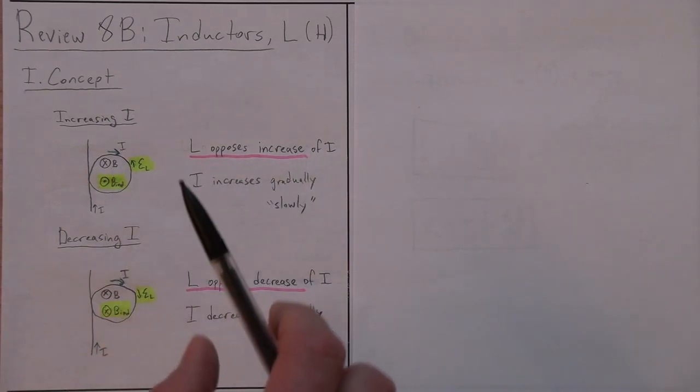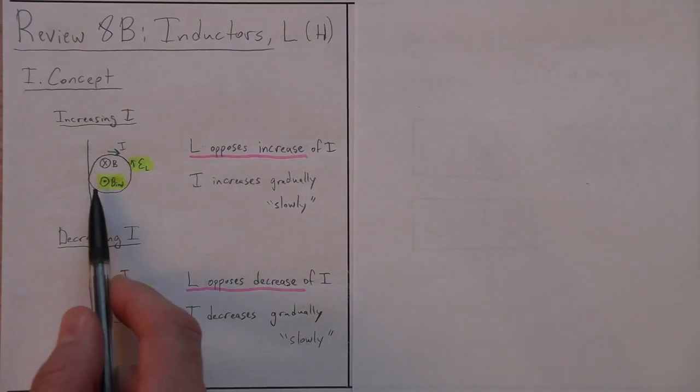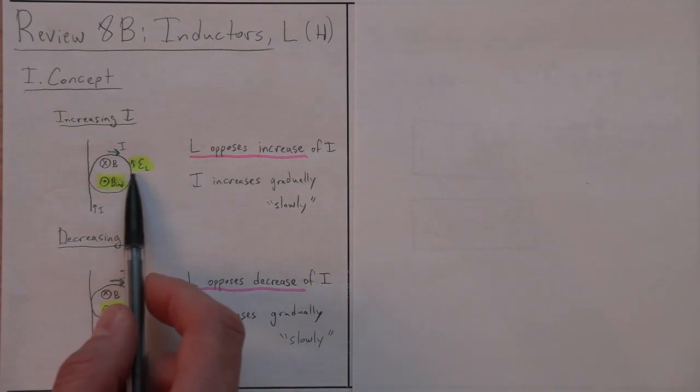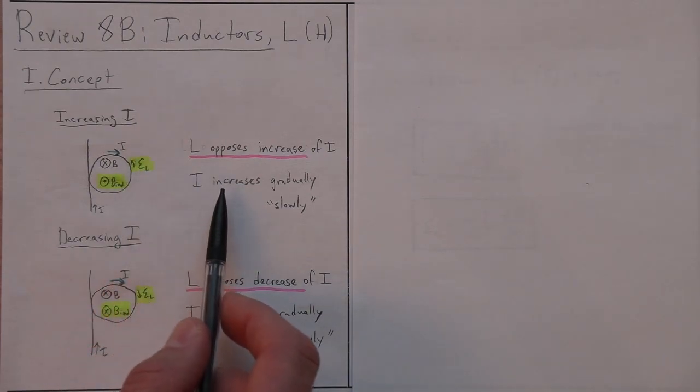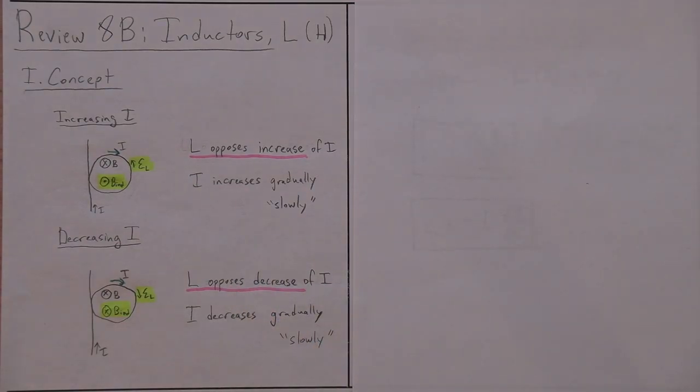So when I turn this up with a power supply, I turn the voltage up, the current is going to lag, because the voltage induced will make the current increase gradually. And I put "slowly" in quotation marks because what I'm saying is that the current is not going to jump up instantaneously. However, slowly, like everything in physics and science, is all relative.